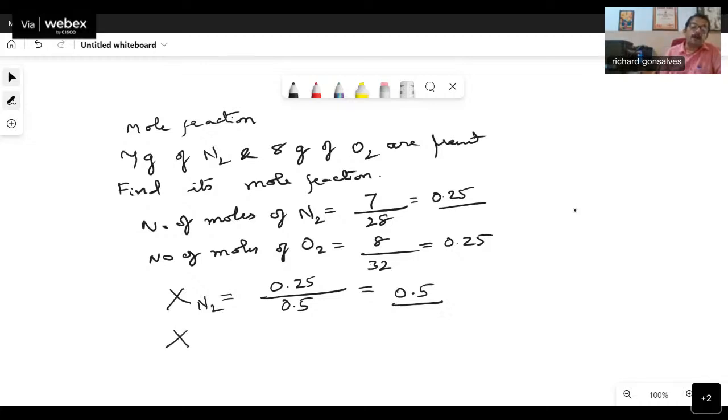Similarly, the mole fraction of oxygen would be the same. How much? 0.25 by 0.5, which is 0.5 only. Or I can do 1 minus 0.5, since the sum of the mole fractions should be equal to 1. 1 minus 0.5 is also equal to 0.5. Therefore, this is another method of expressing the concentration.